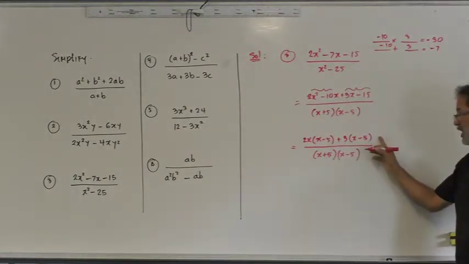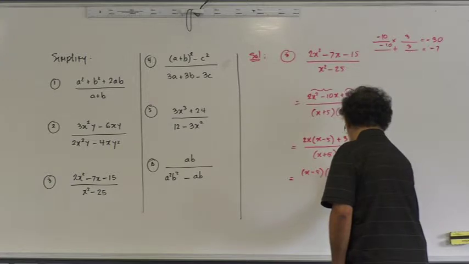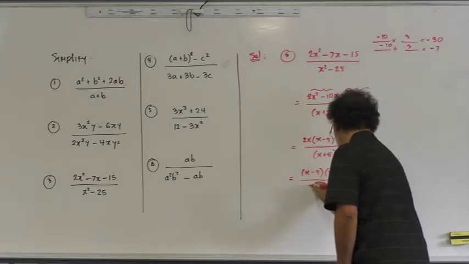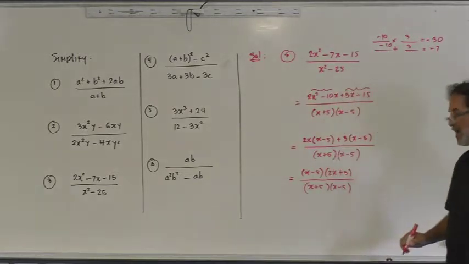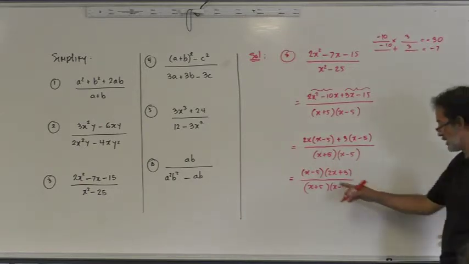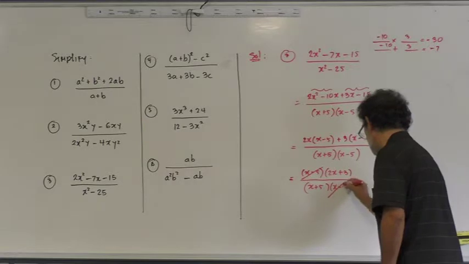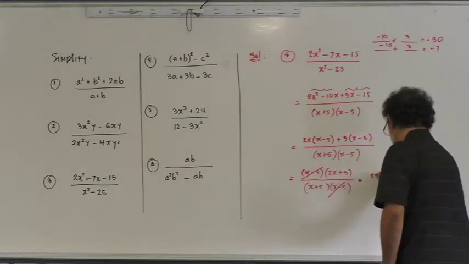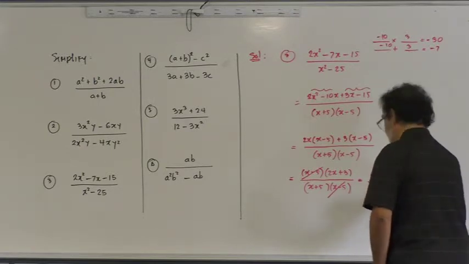Okay, and then we have a common factor on top, which is x plus 5. So you can go to the next line and say x minus 5, and then 2x plus 3, all over x plus 5 and x minus 5. Do we have any common factor overall? Yes. Can you see that in here we have x minus 5, and in here we have x minus 5, so we can get rid of them. So the final answer is 2x plus 3 over x plus 5. That's it.